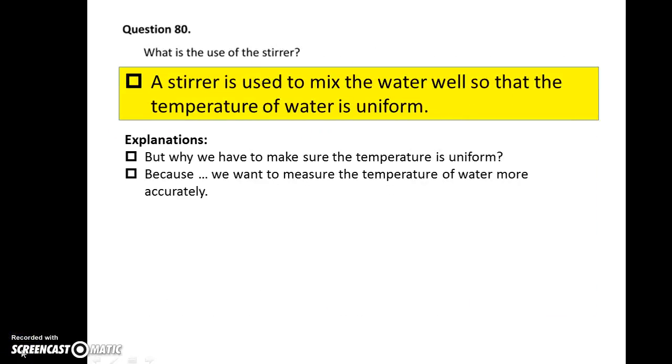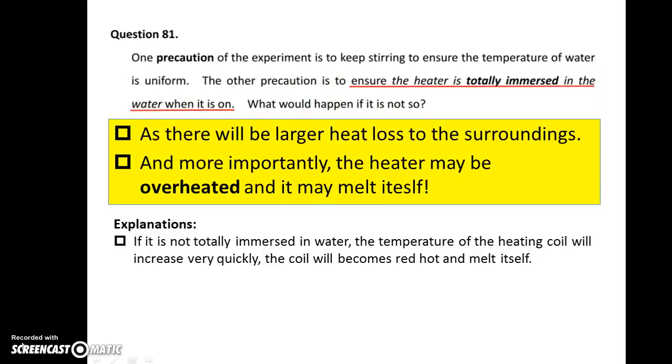Question 80. What's the use of the stirrer? It is used to mix the water well so that the temperature of water is uniform. Question 81. Why do we have to ensure the heater is totally immersed in water? Because otherwise there will be very large heat loss to surroundings. And more importantly, the heater may be overheated and then it may melt itself.